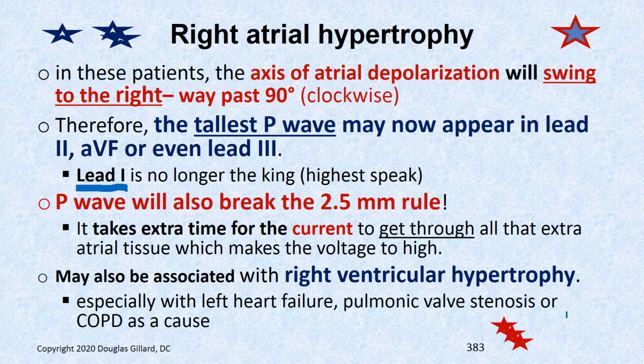Would tricuspid valve stenosis cause a right ventricular hypertrophy? No, but maybe in the very long term it would after pulmonary hypertension occurred. But that'll immediately stretch out the right atria, so you get right atrial hypertrophy.